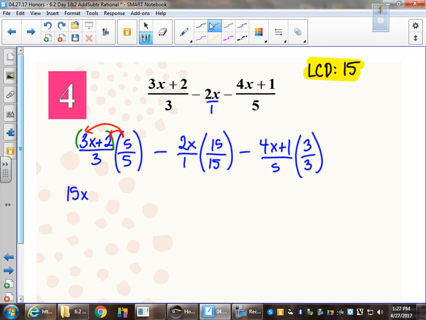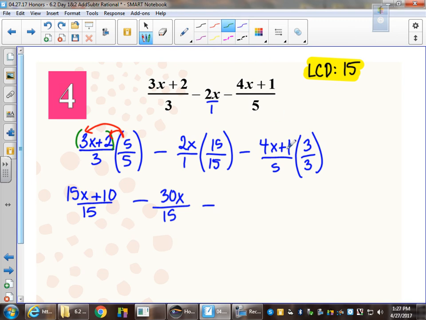And 5 times 2 is 10, all divided by 15, because 3 times 5 is 15. Minus 2x times 15 is 30x. And in the denominator, 1 times 15 is 15.